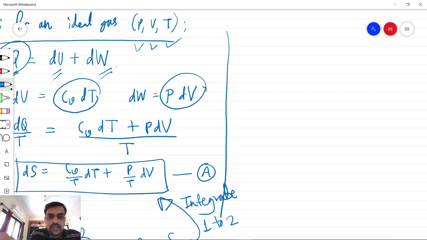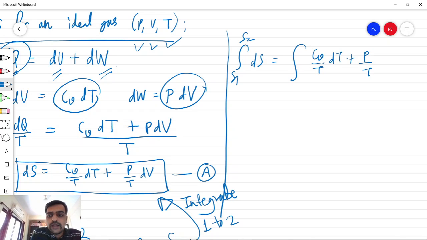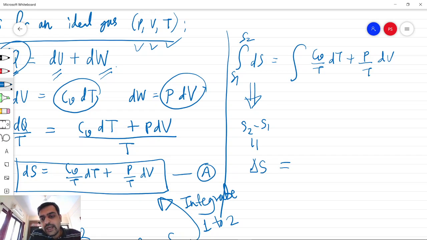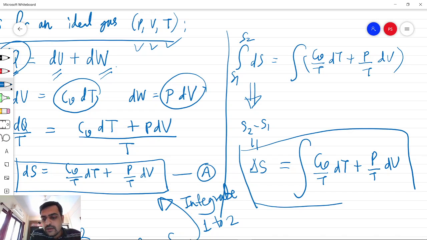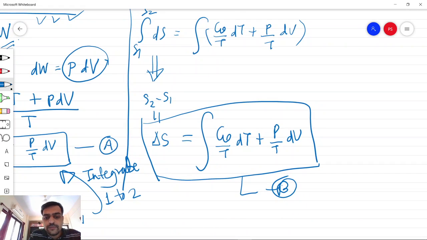So integrating equation A, we get the integral from S1 to S2 of dS is equal to the integral of Cv by T dT plus P by T dV. So this just gives us S2 minus S1, which we have called delta S, the change in entropy. So delta S is now the integral of Cv by T dT plus P by T dV. Let us call this equation B. This is the equation which we are going to use for further derivations.